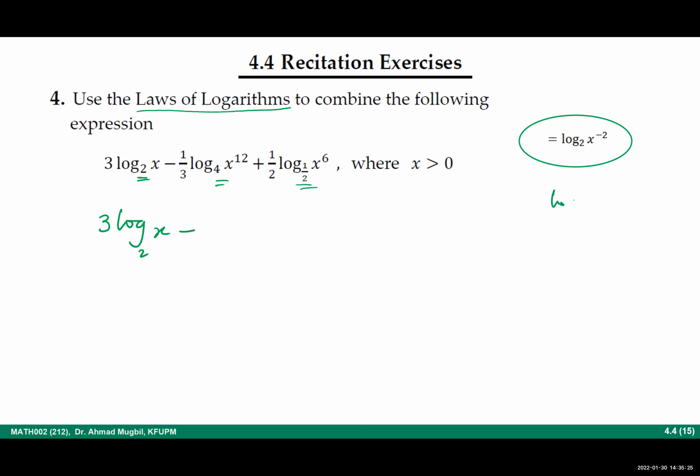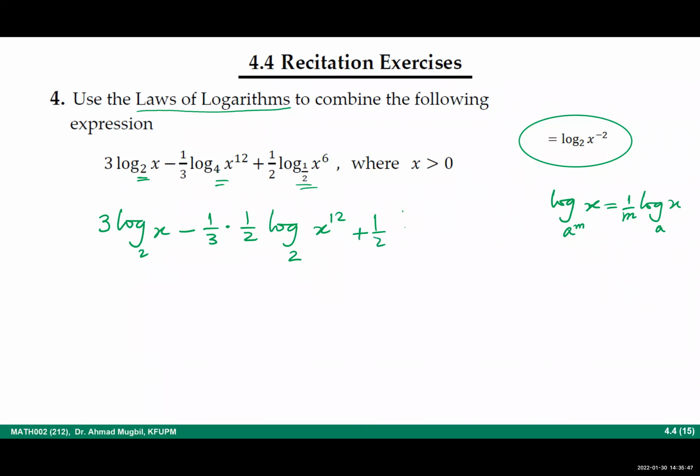Let me remind you that if you have log a to the power m of x, this is what? 1 over m log a of x, right? So here it will be what? Negative third multiplied by 4. It is 2 to the power 2. So it will be 1 over 2 log 2 of x to the power 12, right?